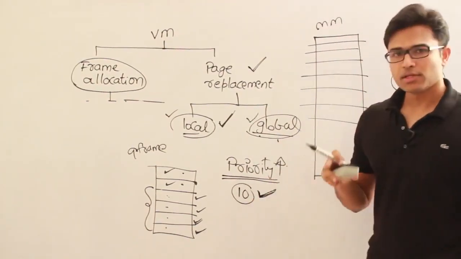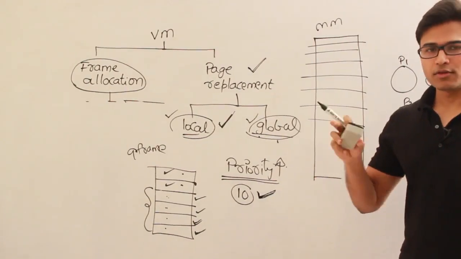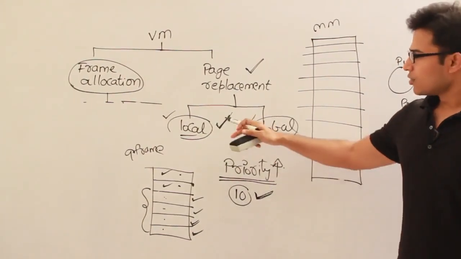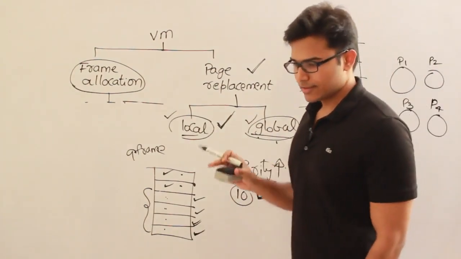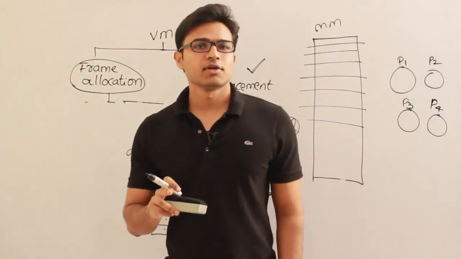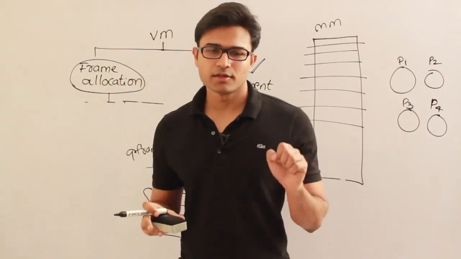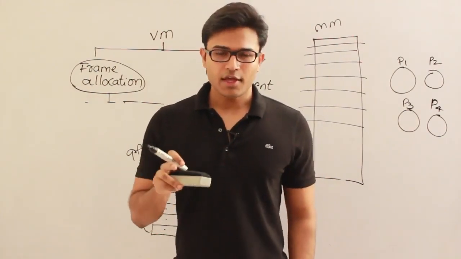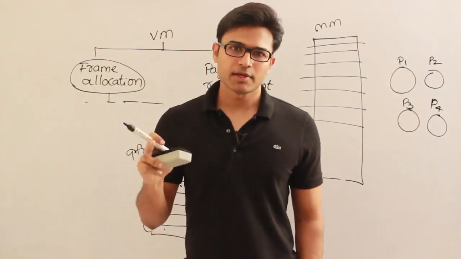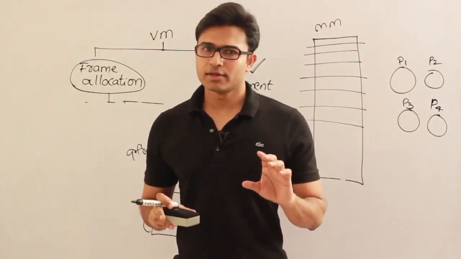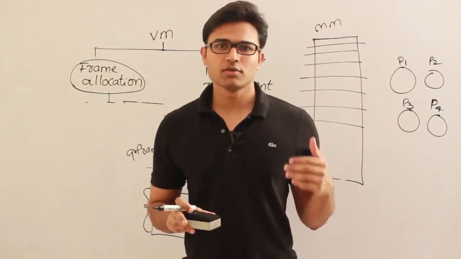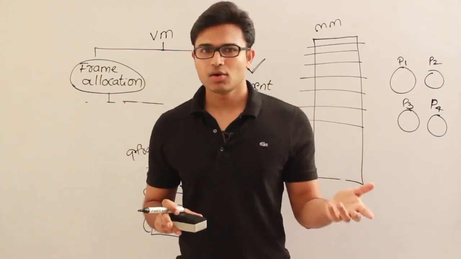So if they don't mention anything about the kind of replacement used, always go for local replacement. Local replacement means they will say that a process has been reserved 4 frames and so the algorithm is used for replacement. Then when you are considering a page for replacement, think that we have only 4 frames to work on and not more than that. Got it? So we are going to discuss only the local algorithms, not the global algorithms.